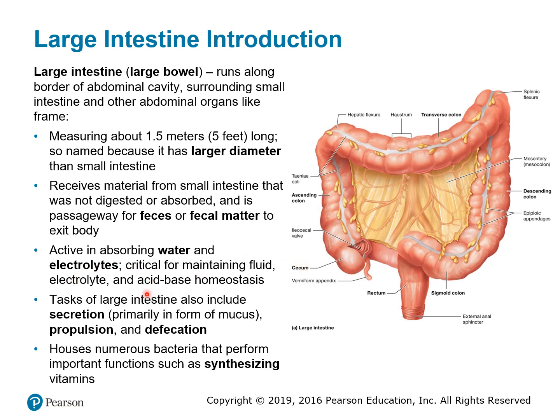Now, the tasks of the large intestine, just like the small intestine, include secretion, mainly of mucus, and propulsion, and defecation will be unique to the large intestine. Now, it houses a lot of bacteria, numerous bacteria. When we think of bacteria, we think that it's bad, but in this case, these bacteria are going to perform important functions such as synthesizing vitamins that are crucial for cellular activities.